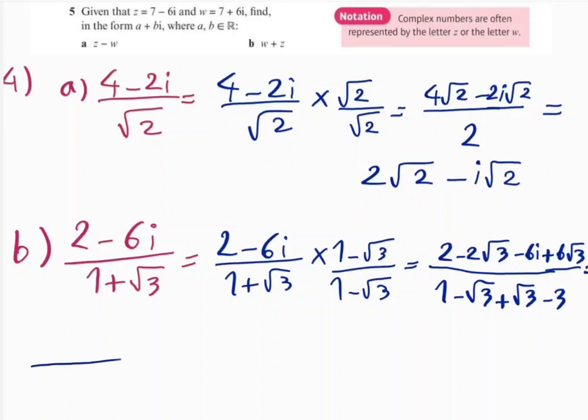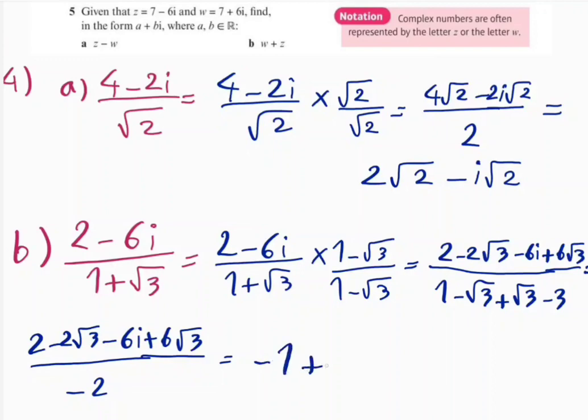So in the denominator, we get minus 2, and we cannot really simplify the numerator, so we have 2 minus 2 root 3 minus 6i plus 6 root 3, but we can divide each of these terms by 2, so we get minus 1 plus root 3 plus 3i minus 3 root 3.